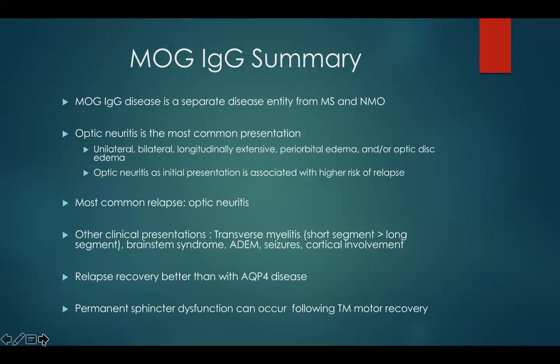So in summary, MOG-IgG disease is a separate disease entity from MS and NMO. Optic neuritis is the most common presentation, and if you have optic neuritis at the onset, you have a higher risk of relapse longer term. Other clinical presentations: transverse myelitis, more commonly short segment than long segment with anti-MOG. Brainstem syndrome, ADEM-like presentation, seizures, and cortical involvement have all been reported. Relapse recovery is better than with aquaporin 4 disease, and permanent sphincter dysfunction can occur despite full motor recovery after myelitis.